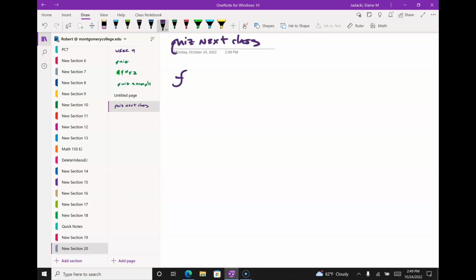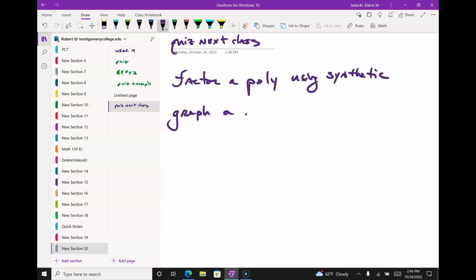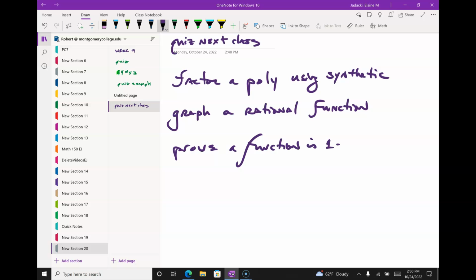So we're going to factor a polynomial, right, using synthetic. We're going to graph a rational function. We're going to prove a function is one-to-one. And we're going to find and prove an inverse.